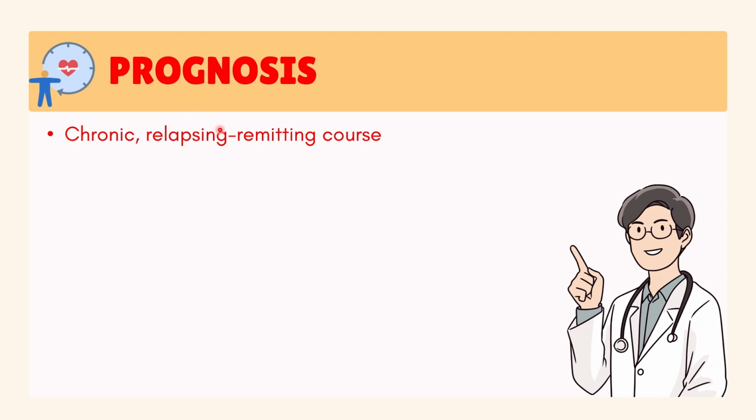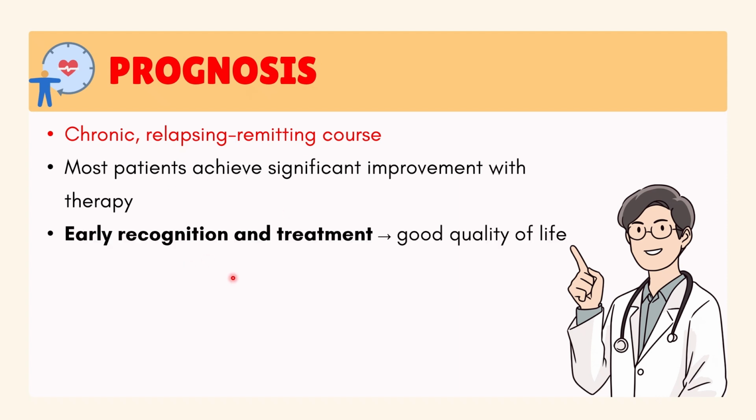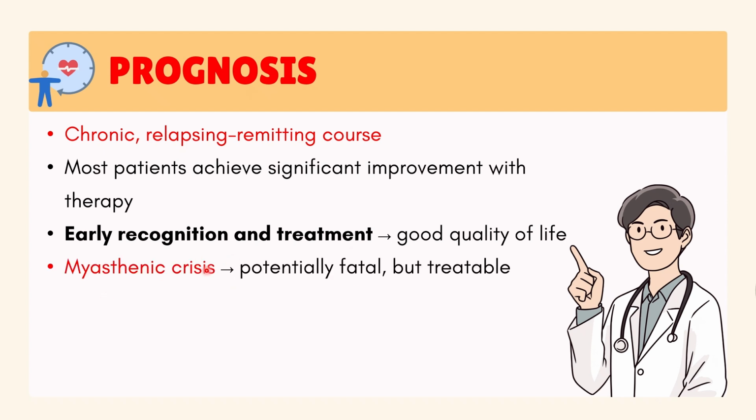While myasthenia gravis is a chronic condition with periods of relapse and remission, most patients respond well to treatment and maintain a good quality of life. Early recognition, avoiding triggers, and appropriate therapy are the keys to long-term control. Myasthenic crisis is potentially fatal but treatable.